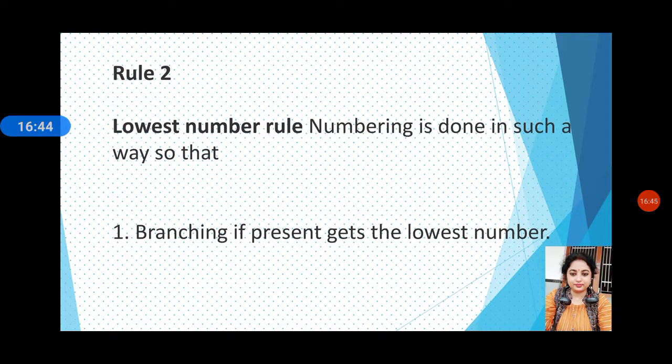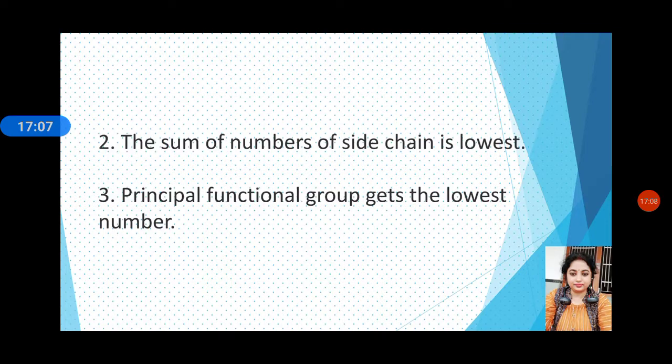Rule 2, lowest number rule. In this, numbering is done in such a way that branching, if present, gets the lowest number. It means we have to proceed from that side. The carbon from which the branching is starting should get the lesser number. The sum of numbers of side chains should be lowest. Principal functional groups get the lowest number.